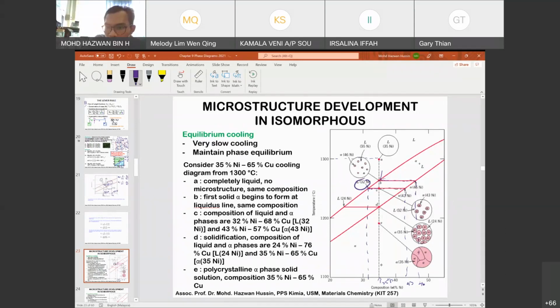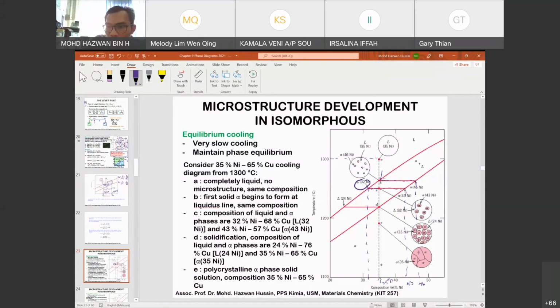The microstructure will be this. You will see that the alpha grains start to become bigger as compared to the previous one. The previous one was little grains. Now it becomes slightly bigger, with the composition of alpha equal to 43. You read it from here. Liquid now becomes 32, no longer 35.